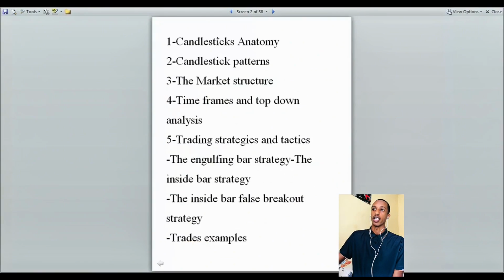So here are the things that we are going to talk about. The first one is candlestick anatomy. The second is candlestick patterns. Third is candlestick market structure. The fourth is time frame and top-down analysis. The fifth is trading strategy and tactics: the engulfing bar strategy, the inside bar strategy, the inside bar first breakout strategy, and we are going to look at examples of real examples.